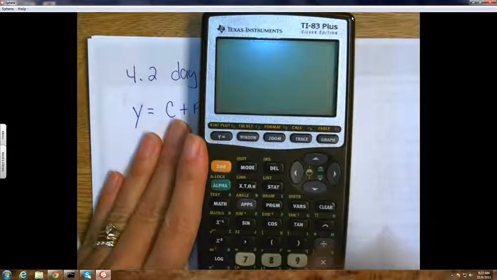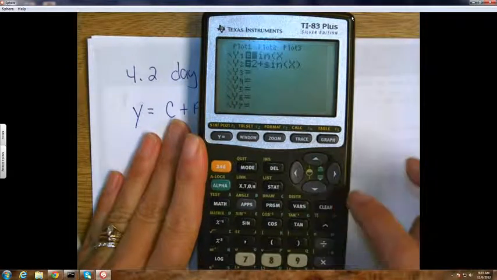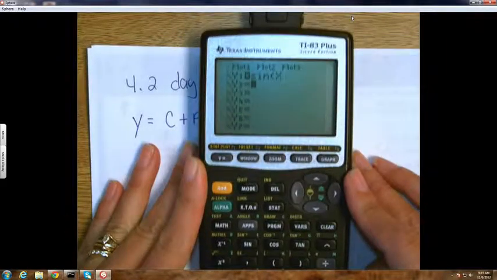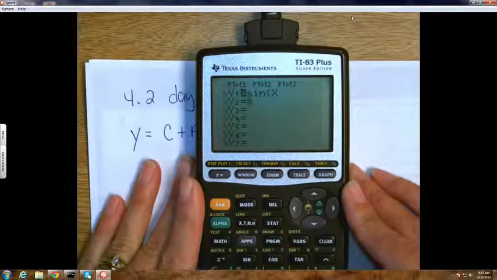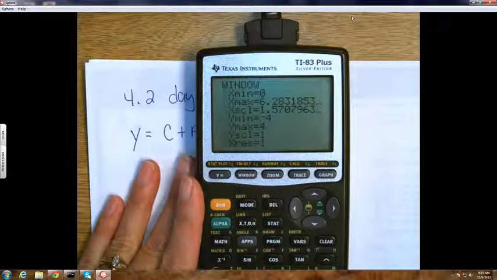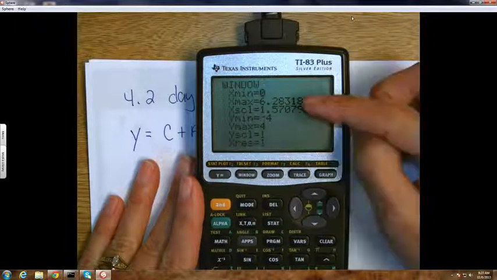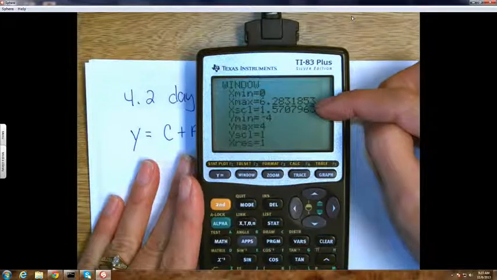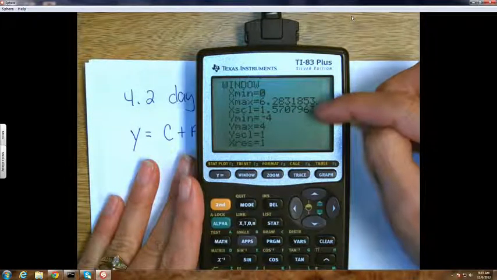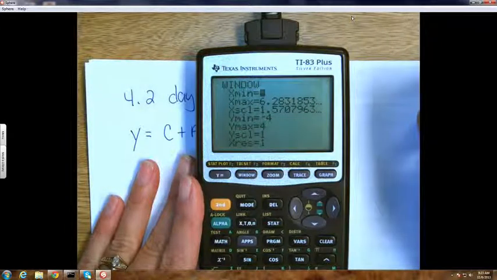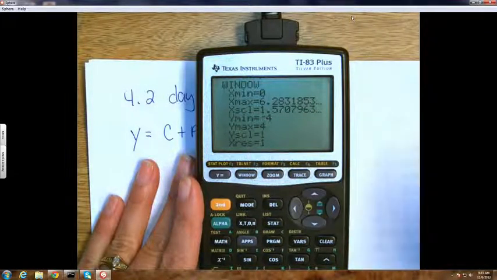Alright. You get by today, then you're golden. Go to your window again. Okay, window. All I want to see is one cycle, 0 to 2 pi. So I've got the x minimum set at 0, the x maximum at 2 pi. That scale number doesn't matter. And then the y min's -4 and the y max is 4. Okay, this one's going to be much more difficult to see, and you'll see in a minute.